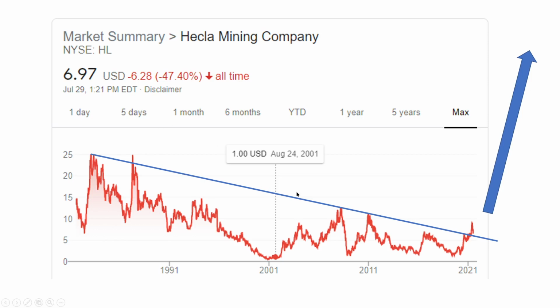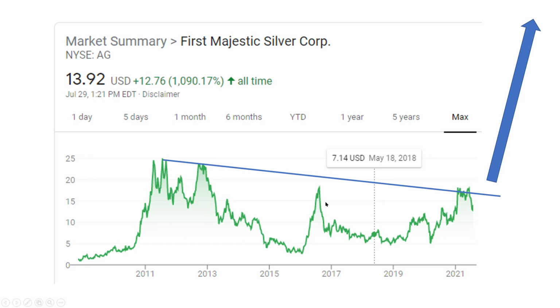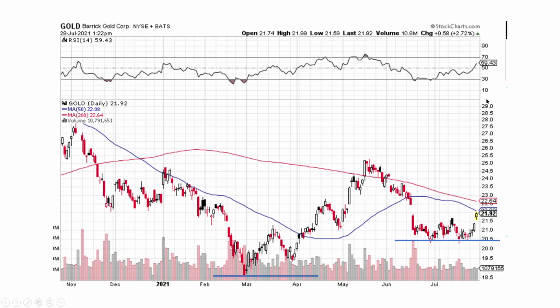Hecla Mining, big long downtrend, massive downtrend being broken here. It's retesting and it's coming back up, and I think we're going to see a big move higher over the long term. This is a big secular change. First Majestic Silver Corp, we're still trying to break this last form of resistance here, this downtrend line. If we break that, you're going to see this big move higher eventually.